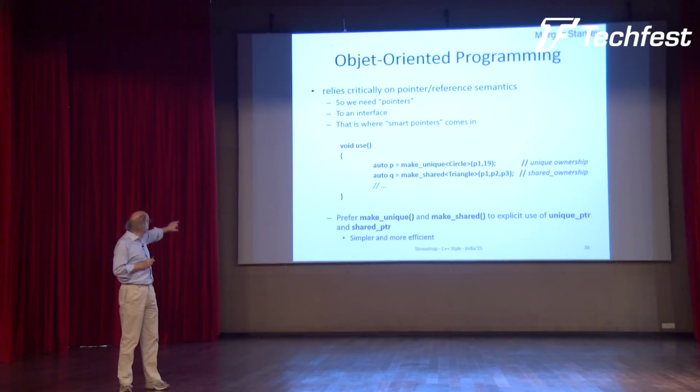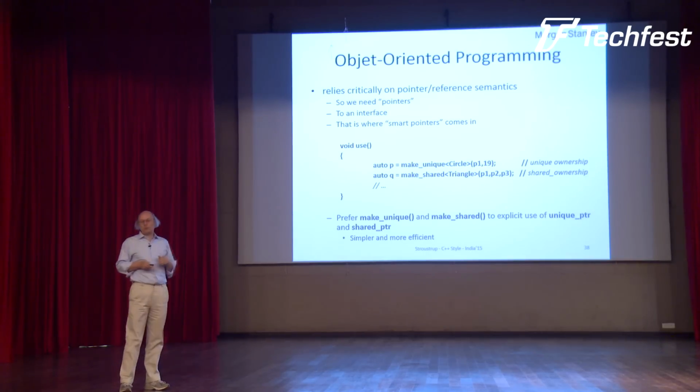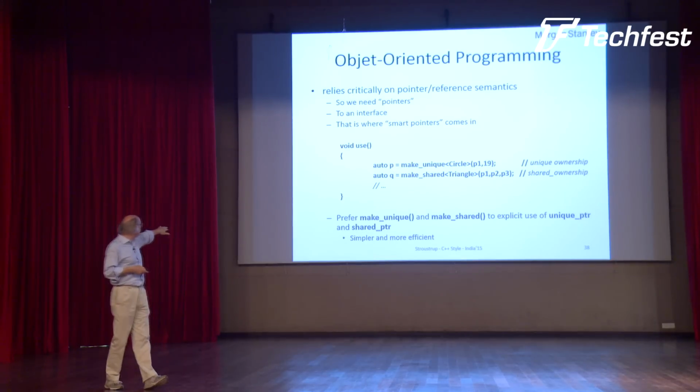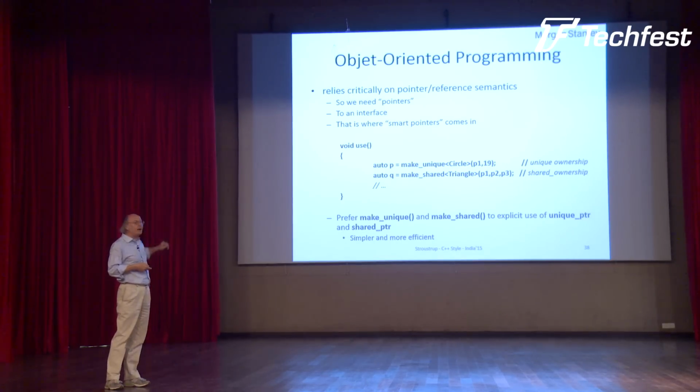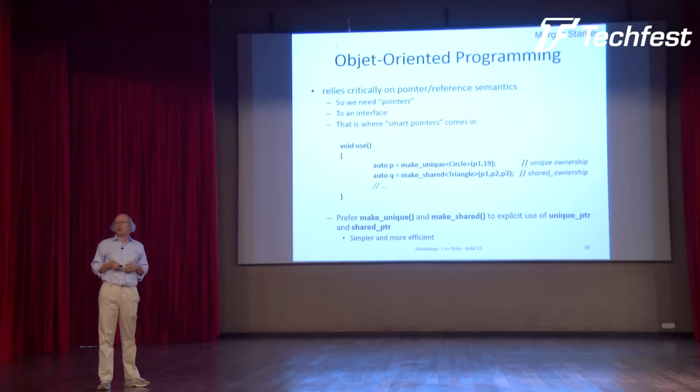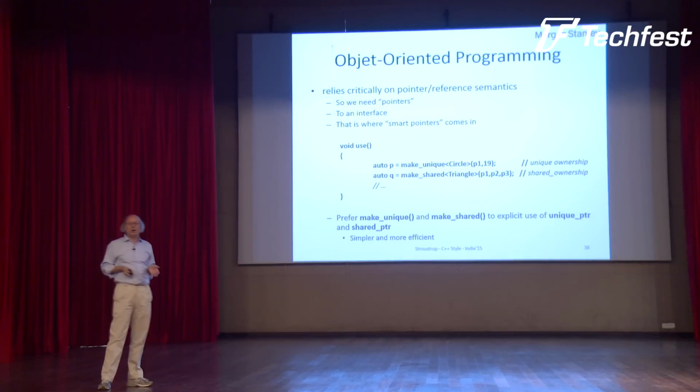And so I would much rather write in terms of make_unique and make_shared. Unique if you really own this object, shared if you might want to share it with somebody else. And prefer make_unique and make_shared to direct use of unique_ptr and shared_ptr. It's simpler and usually more efficient. They can do some packaging of objects.